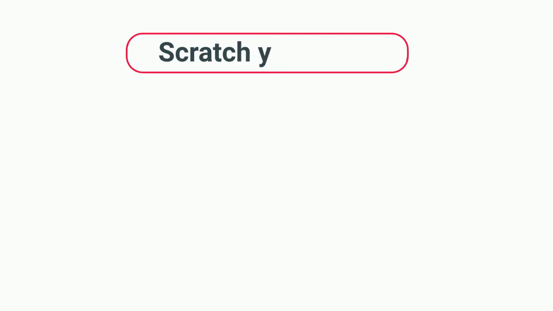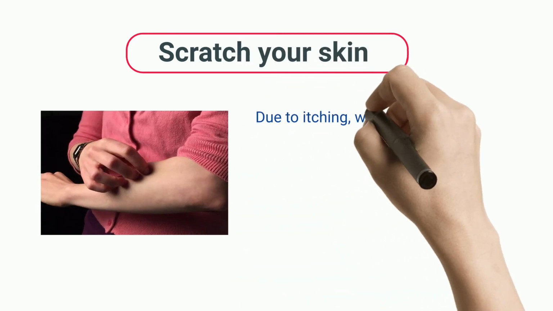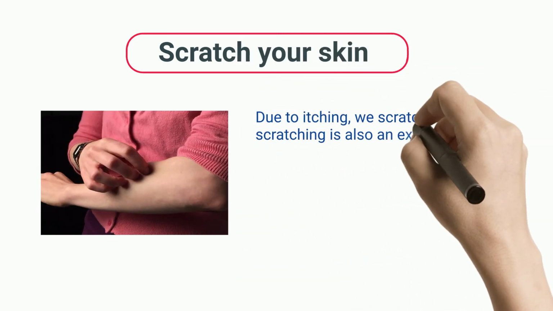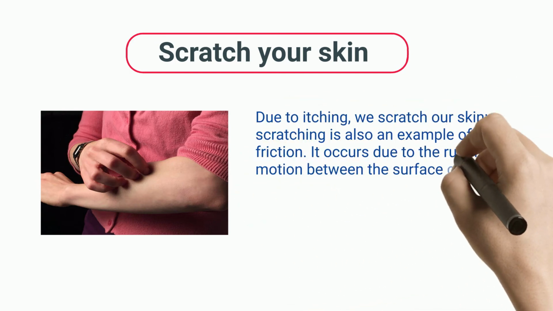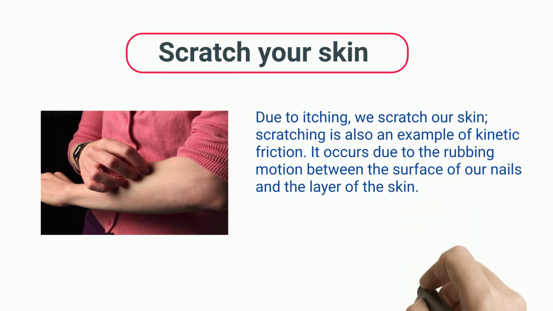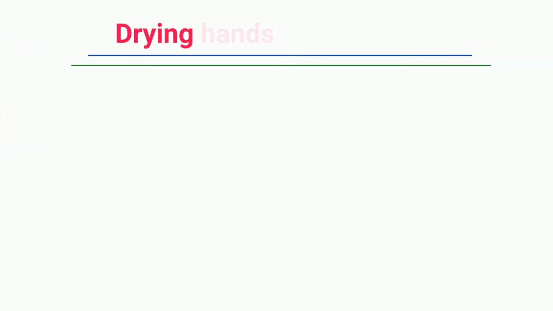Scratch your skin. Due to itching, we scratch our skin. Scratching is also an example of kinetic friction. It occurs due to the rubbing motion between the surface of our nails and the layer of the skin. Drying hands with a napkin.